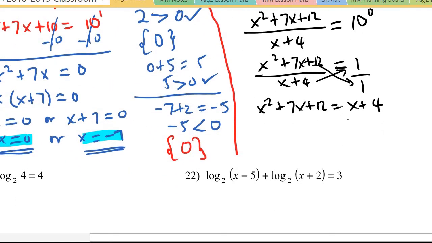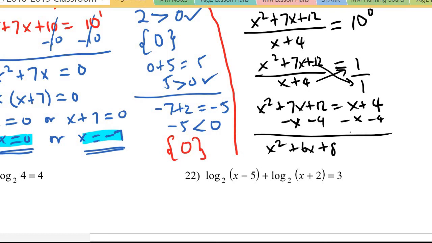We know how to do this. We subtract x from both sides, like that. And then we subtract 4 from both sides as well, okay? And now you're going to end up with x squared plus 6x plus 8 equals 0. I will leave it for you to factor this. Actually, you can factor it and you're going to get 2 answers.